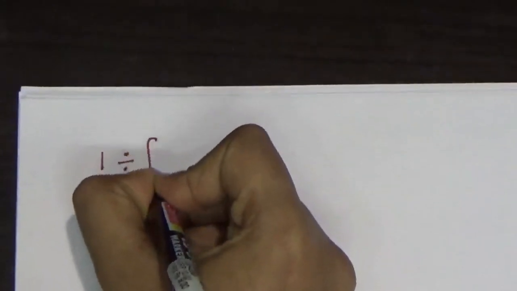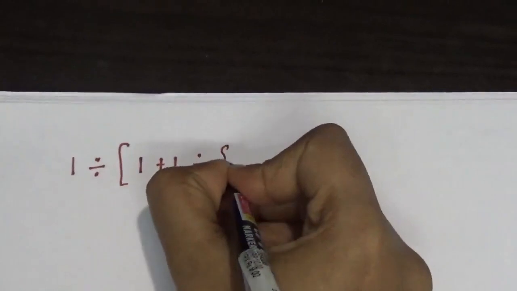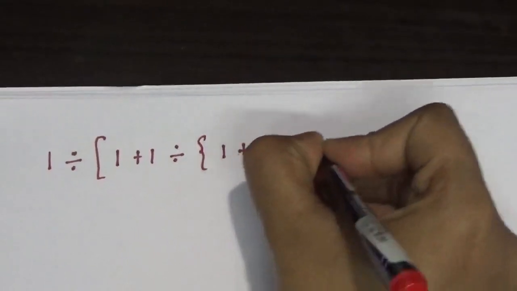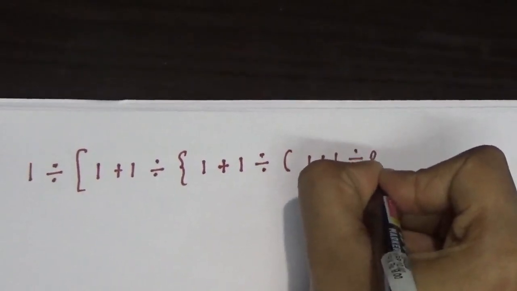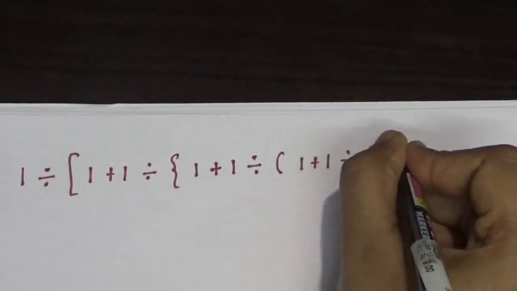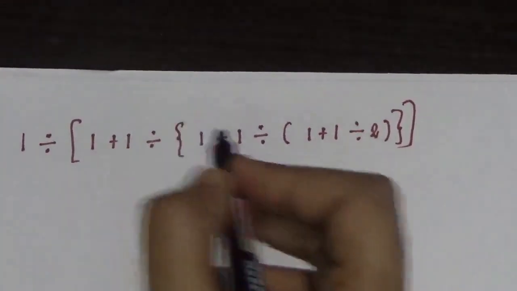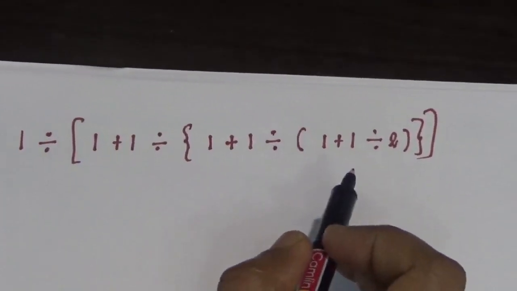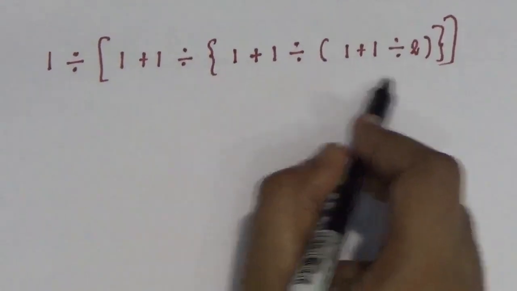Now let's do another problem. 1 divided by bracket, 1 plus 1 divided by bracket, 1 plus 1 divided by bracket, 1 plus 1 divided by 2. Close these 3 brackets. Now how will you simplify this? You have to open the inner bracket first. Here you can see that there are 3 brackets. According to the BODMAS rule, we have to open the bracket first. So let's open the inner bracket first.